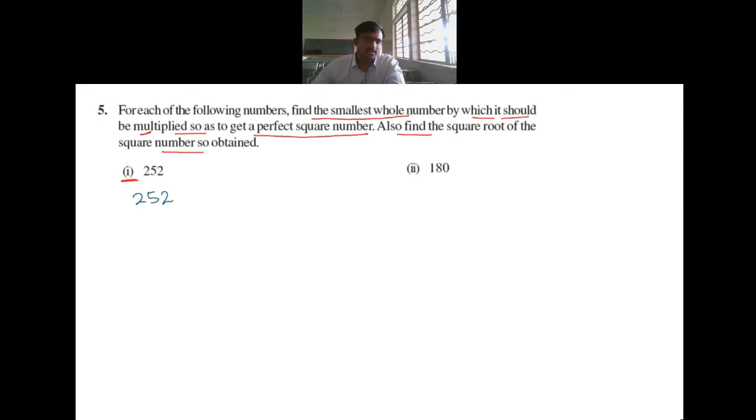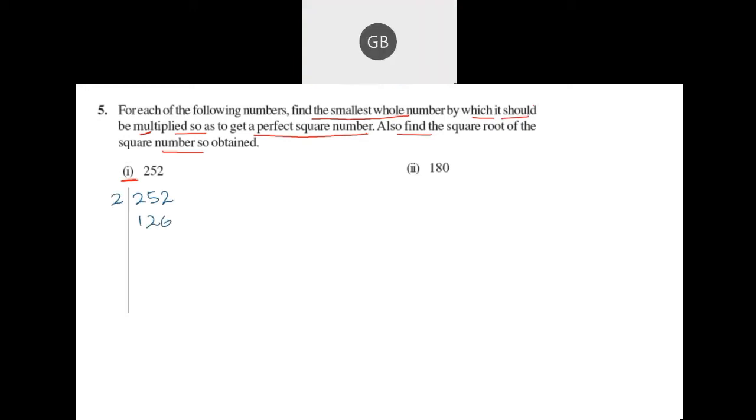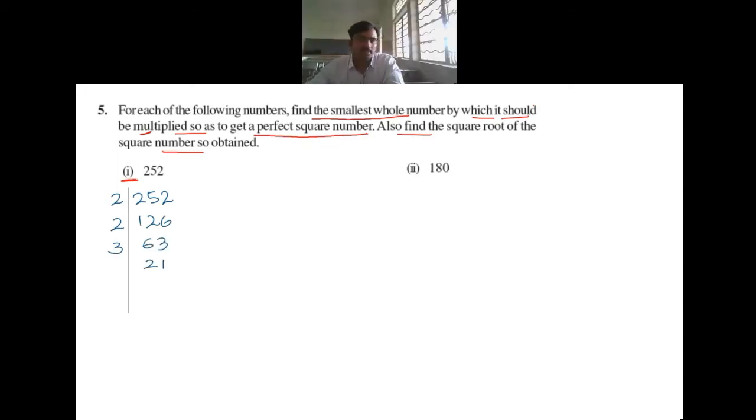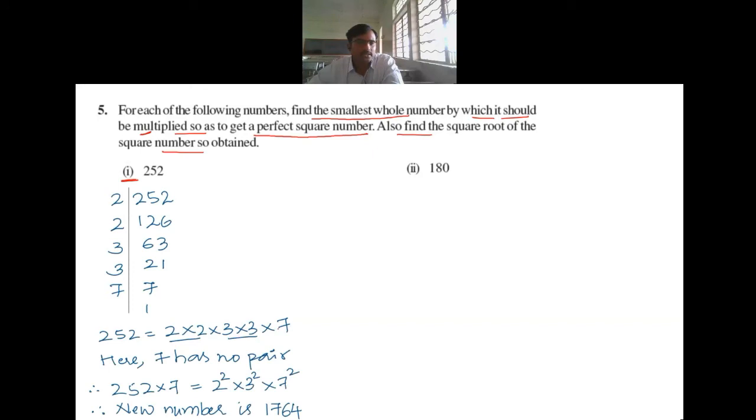If I divide this using prime factorization, it is 126, 2 times 63, 3 times 21, 3 times 7, 7 times 1. Here 7 should be multiplied. Here we have 2 as a pair, 3 as a pair, 7 is not having a pair. So this particular number is extra. So 7 has to be multiplied.